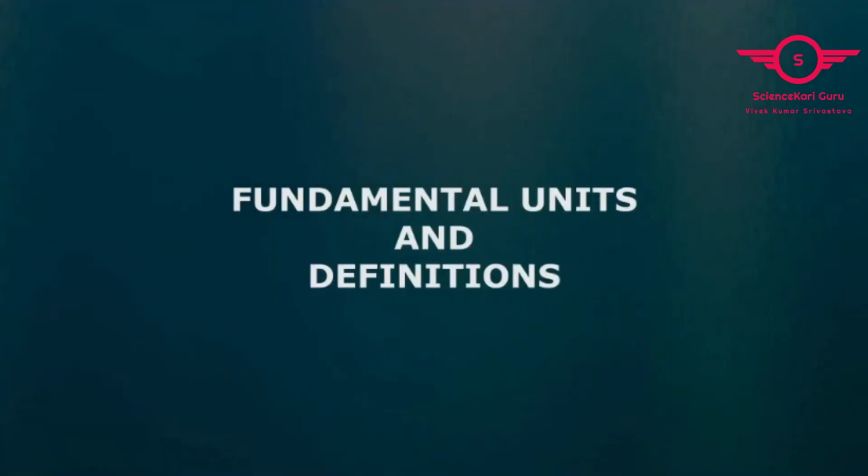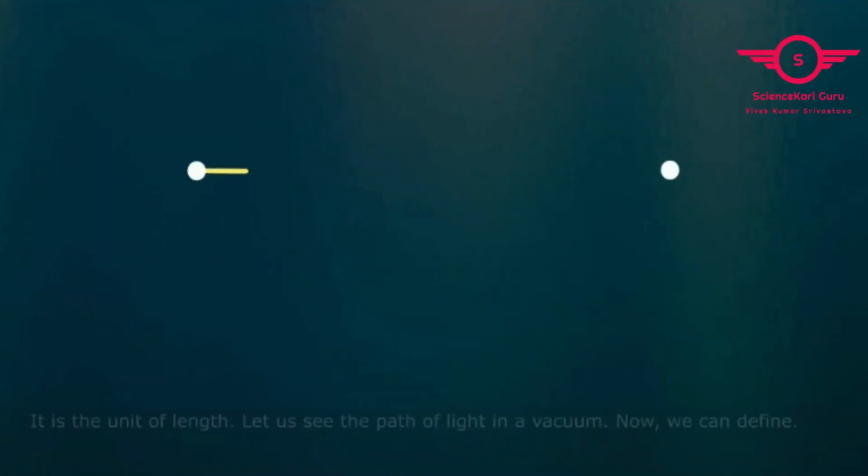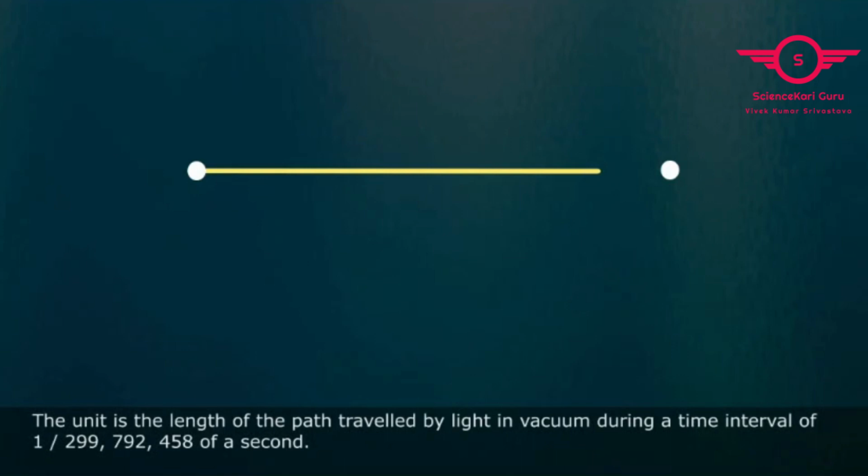Fundamental units and definitions. In this module, we will discuss the definitions of fundamental units in SI. Meter, m. It is a unit of length. Let us see the path of light in a vacuum. Now we can define: the meter is the length of the path traveled by light in vacuum during a time interval of 1 by 299,792,458 of a second.